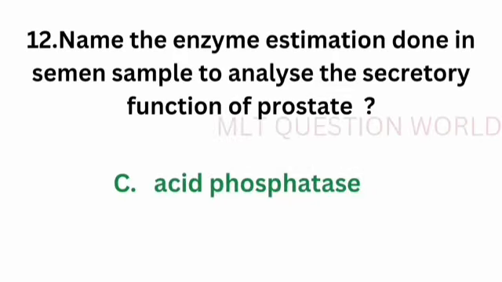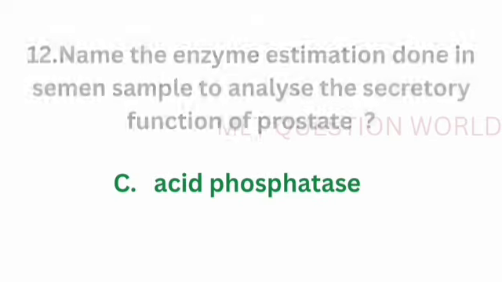The correct answer is option C, acid phosphatase. Acid phosphatase is the enzyme estimation done in semen sample to analyze the secretory function of prostate.